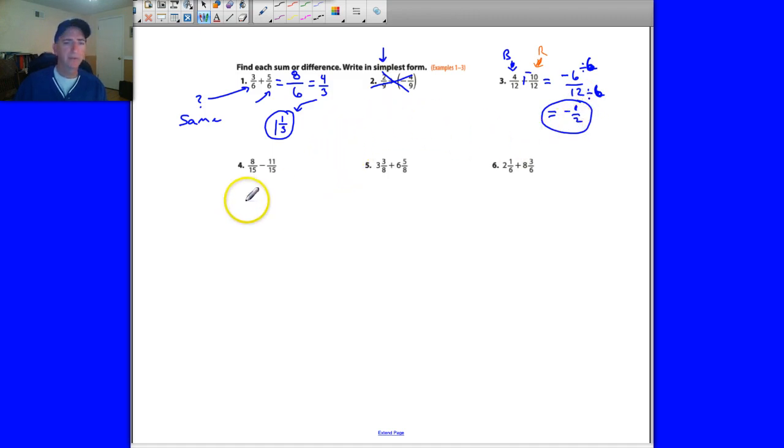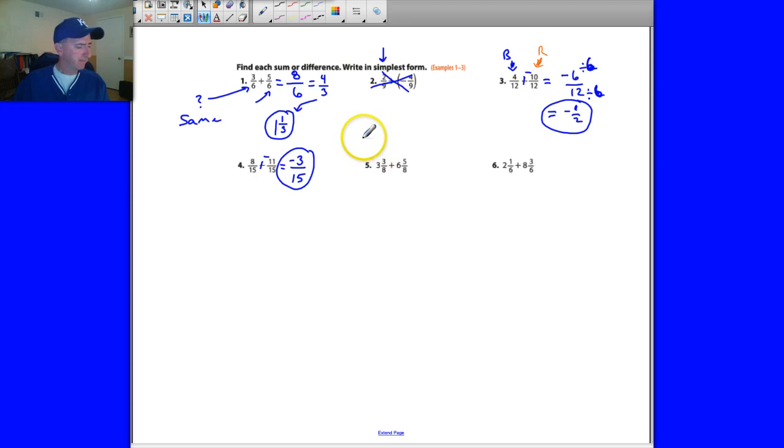Let's jump down to number 3 here. All right, same idea. 8/15 minus 11/15. Change that to addition. Keep the first one, change it to add, change the sign of the second one. Now, do we have the same denominator? Yes, we have 15 on the bottom. And so we just add 8 plus negative 11, which is negative 3. So we have negative 3 over 15.